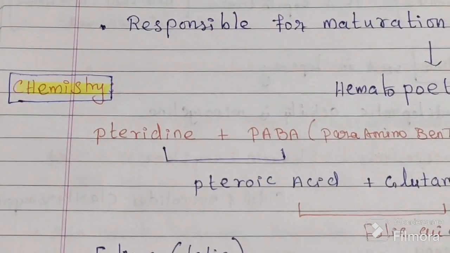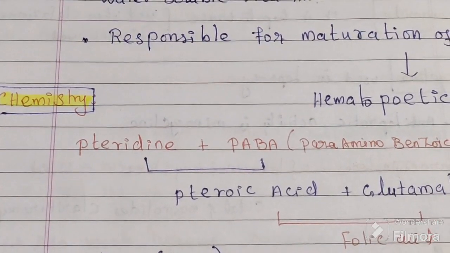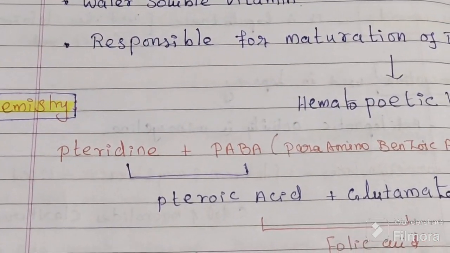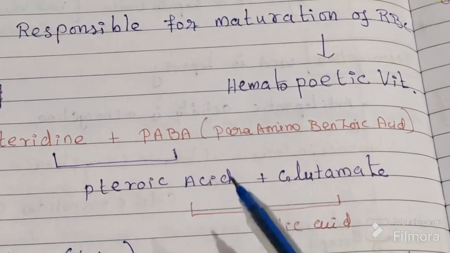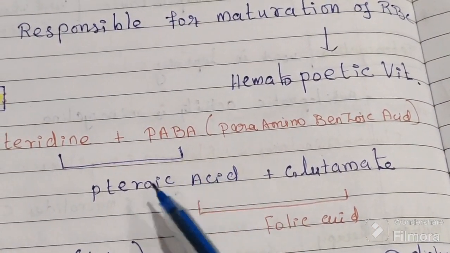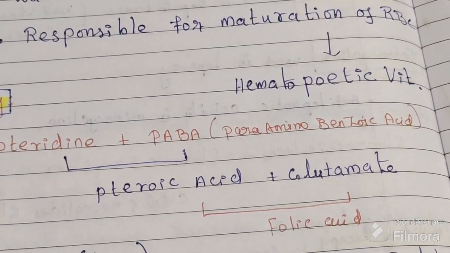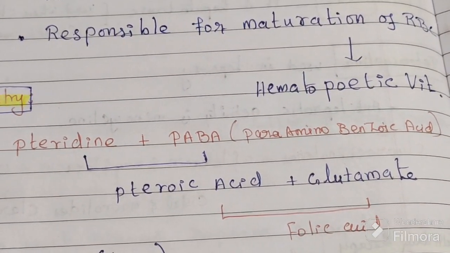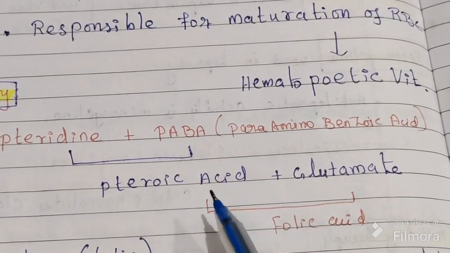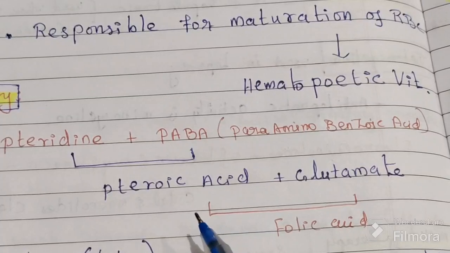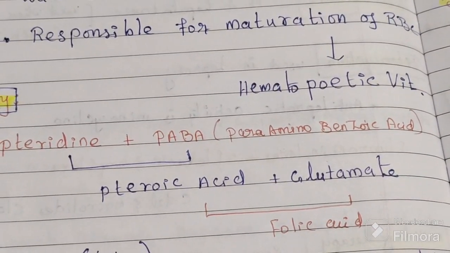In chemistry, folic acid is composed of a pteridine ring connected to para-aminobenzoic acid, and this structure is linked with glutamate. Pteridine plus PABA is called pteroic acid, and this complete structure is called folic acid.